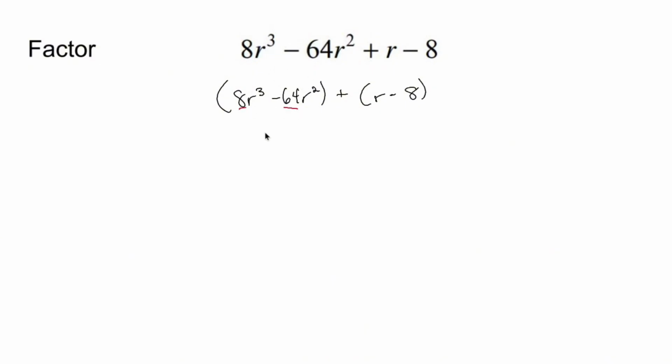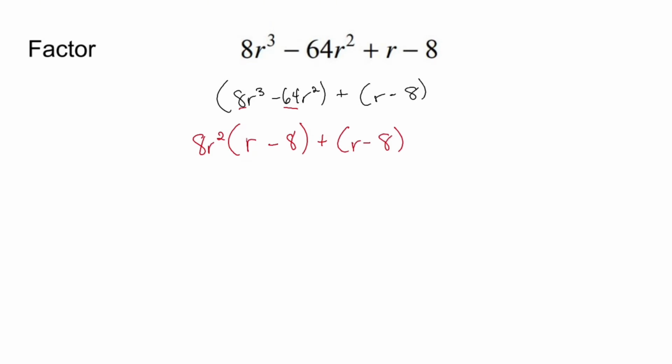I have an 8 in common in both, so I can pull out an 8. I have 2 r's in common in both, so I can pull out r squared. When I do that, when I remove an 8r squared from an 8r cubed, I'm left with just an r. And when I divide an 8 from 64, I have minus 8. When I divide 2 r's from 2 r's, that's that. Now that's going to be plus r minus 8.